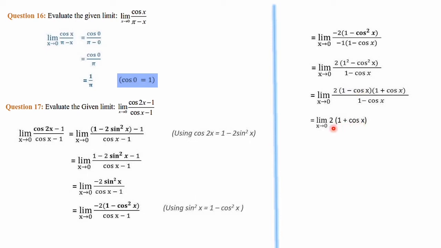Now we can easily substitute the value of x. That is x is equal to 0, when we substitute 2 into 1 plus, here there is x, we can substitute x as 0, 1 plus cos 0. 2 into 1 plus cos 0, value is 1. So 2 into 1 plus 1. 1 plus 1 is 2, 2 into 2 is 4. So the final answer we will get is 4.